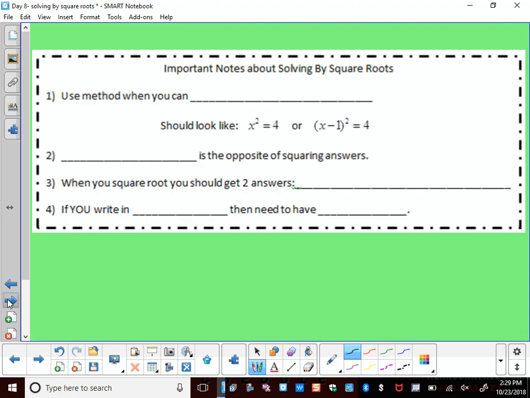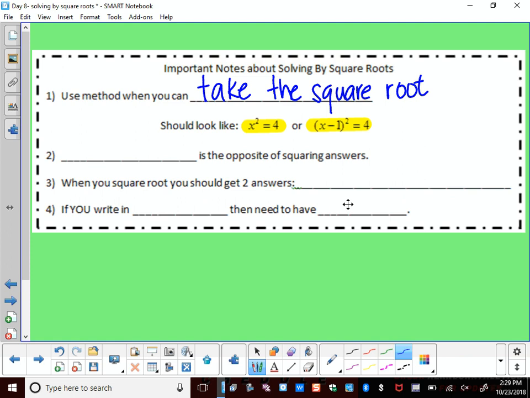So, these are important notes about solving by square root. You want to use this method when you can take the square root of each side. It should look like this: x squared is equal to 4. Or it could look like that, where you have x minus 1 squared is equal to 4. Either one works. We're going to see both of them today.